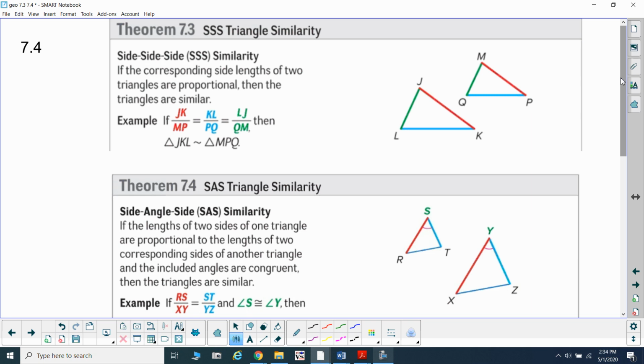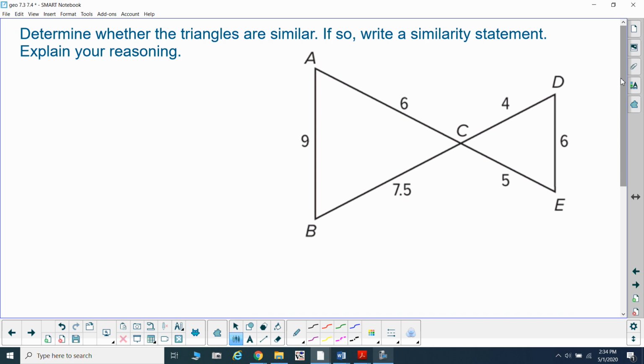Now starting 7.4 in our book, we talk about side similarity and side similarity. And go ahead and read those over if you want to understand their definitions. We're just going to start using them. Determine whether the triangles are similar, so write a similarity statement, explain your reasoning, blah, blah, blah.